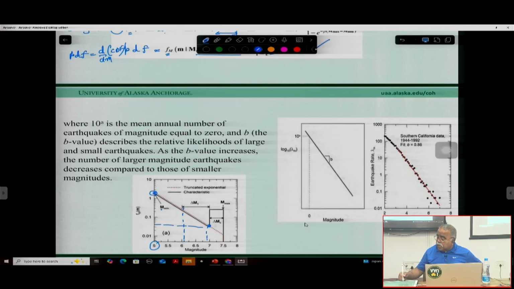And we can calculate that from the middle values of these. So this is your delta m, plus delta m and minus delta m, to calculate this one. Or if it is 7.5, we can go up to this much. So this slope is equal to b, and we can see that b equals 0.86.